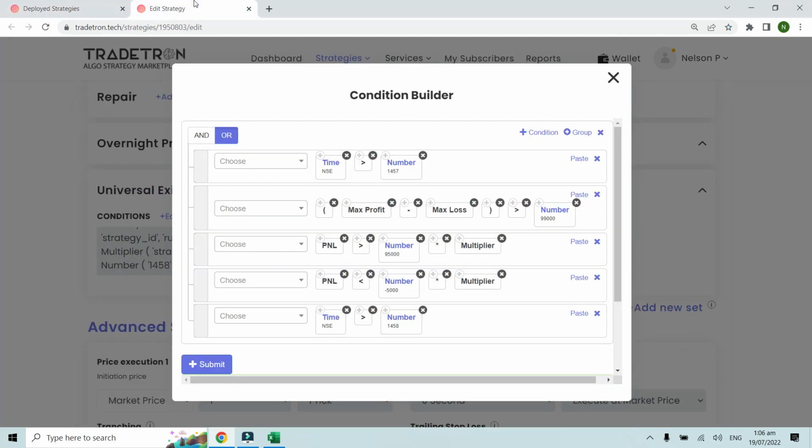At times what may happen is that when your PNL condition is, say, 1000 rupees and the max profit may have reached 999, then the strategy may not exit and you feel that your profit and loss condition had actually been met, but it did not exit. In that case it will also help, because this max profit will anyway record the maximum profit or the maximum loss that the strategy has reached.